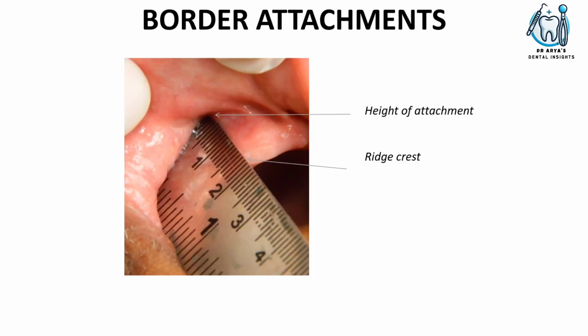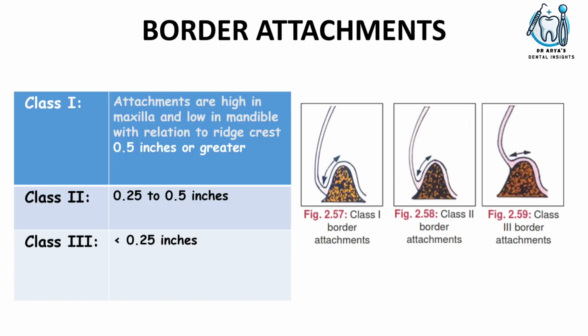Coming to border attachments, this is the height of attachment and this is the ridge crest. If it is away from the ridge, then a good border seal can be achieved. The border attachments can be classified into class 1, class 2 and class 3. In class 1, the attachments are placed away from the crest of the ridge, high in the maxilla and low in the mandible in relation to the ridge crest, and there is at least 0.5 inches distance between the attachment and the crest of the ridge. In class 2, the distance between the crest of the ridge and the attachment is around 0.25 to 0.5 inches, and in class 3, the distance is less than 0.25 inches.